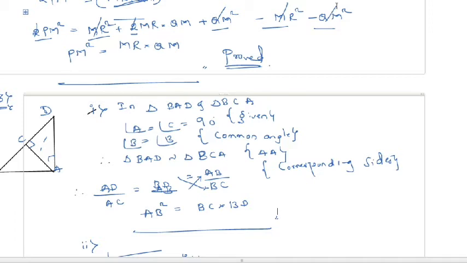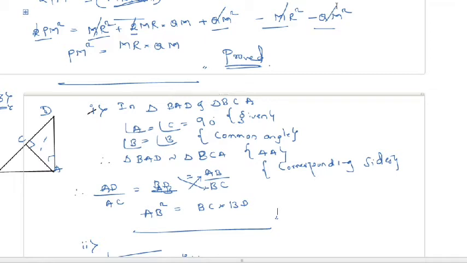In the figure, diagram is drawn. ABD is a triangle right angled at A, and AC is perpendicular to BD. Show that first one, AB square is equal to BC into BD. We have to prove this one.